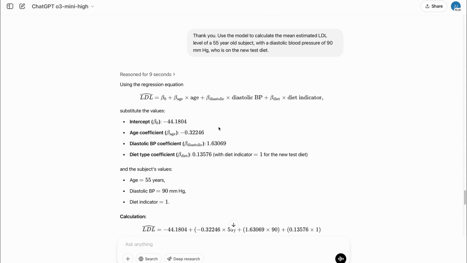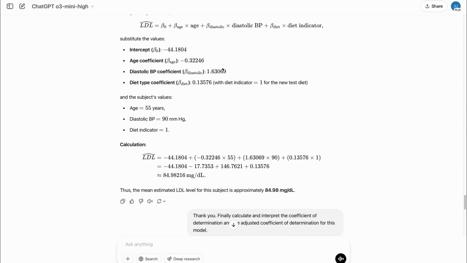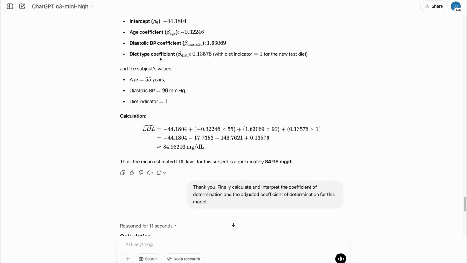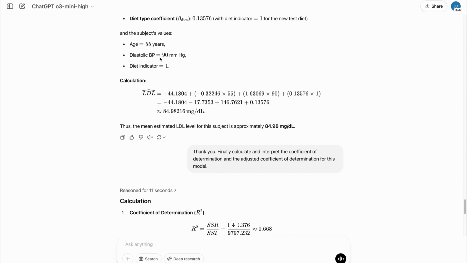Then we had the idea of someone who's 55 years old with 90 millimeters of mercury diastolic blood pressure who's on the new test diet. We simply plug those in. You can see the model there, beta sub 0 plus beta sub 1, etc. And it should put the little hats on top of those betas, actually. I think you should do that, absolutely. But we get to the same result, about 84.98 milligrams per deciliter. That's the mean estimated LDL level.